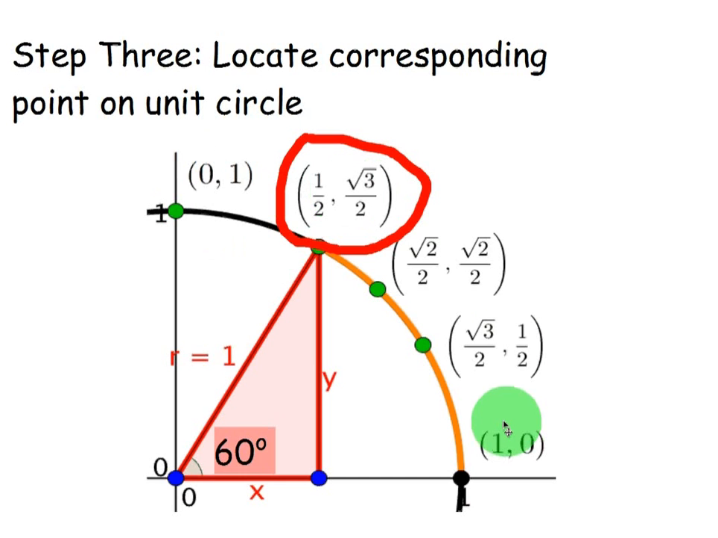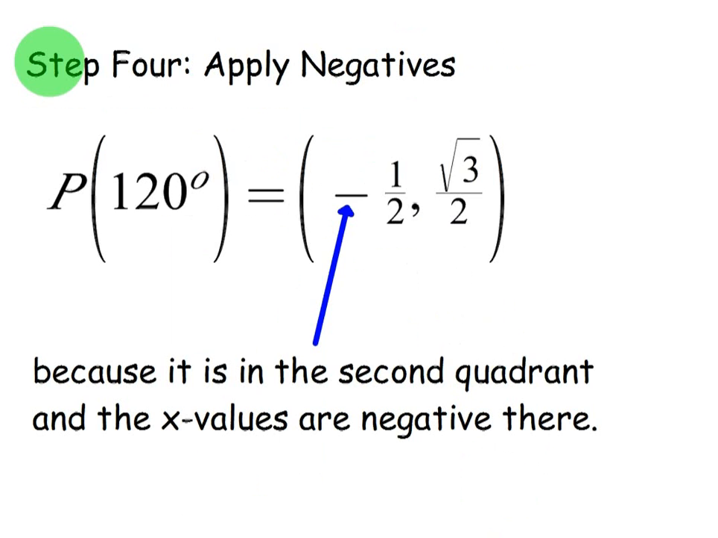So a lot of this hinges on knowing what the point on the unit circle is in the first quadrant. So basically you just need to know these 5 points. Okay. The 1, 0, and 0, 1 are incredibly easy. The other 3 are pretty easy as well. Just make sure you know these. So this point is 1/2 comma square root of 3 over 2. That's step 3, is just to locate that corresponding point in the first quadrant.